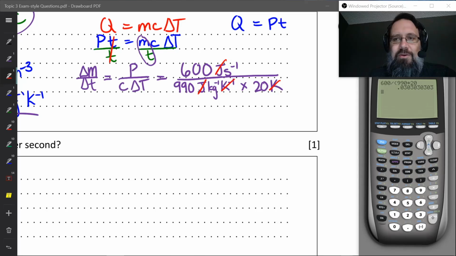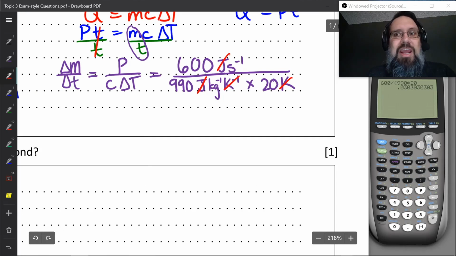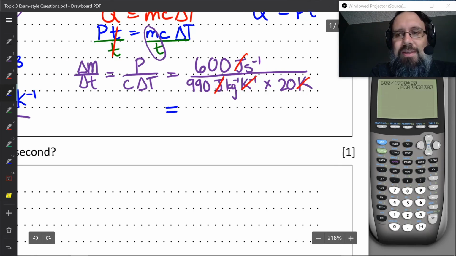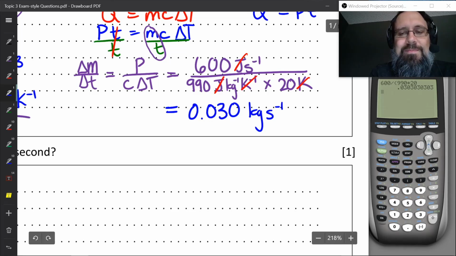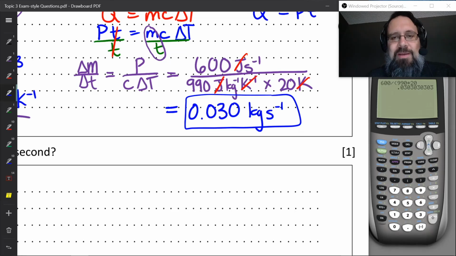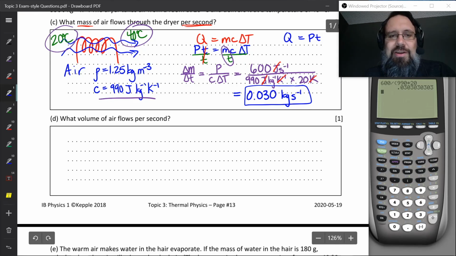And so we get this incredibly small number. Well, it makes sense. This is a kilogram. This is air. Kilograms are pretty heavy, like 2.2 pounds. And so, yeah, you're not going to be pushing that much air out of a blow dryer. So we end up getting 0.030 kilograms per second. I mean, it might be more efficient to have written that as 3.0 times 10 to the negative 2, but hey, it is what it is. That's how I did it.